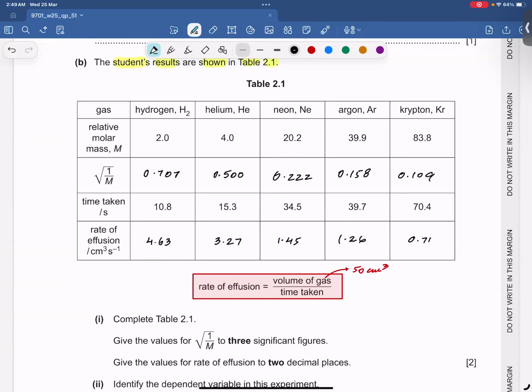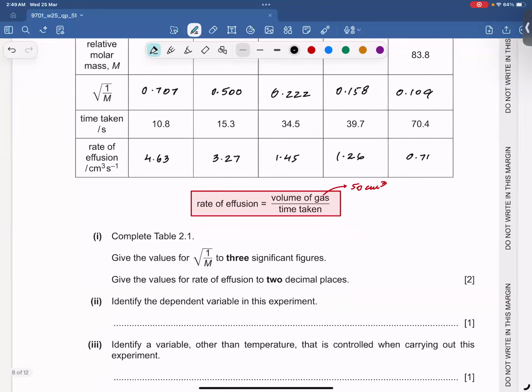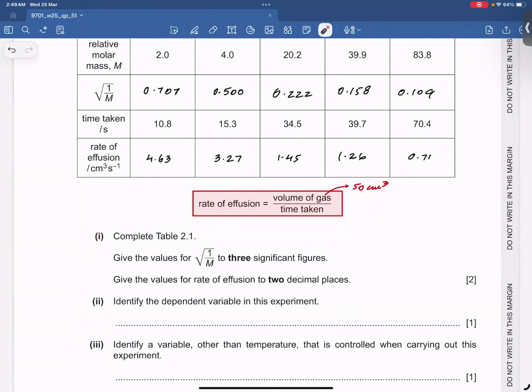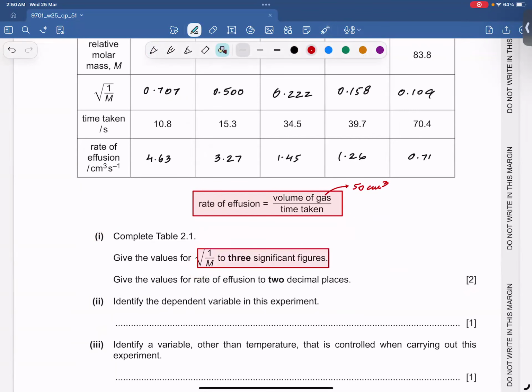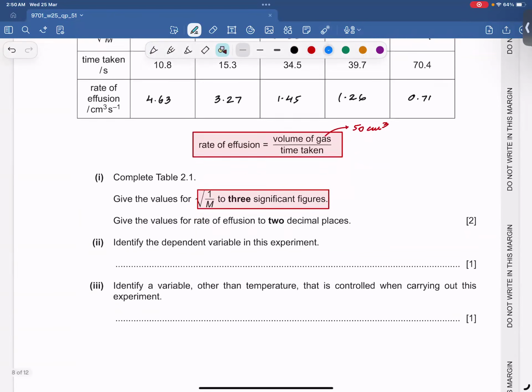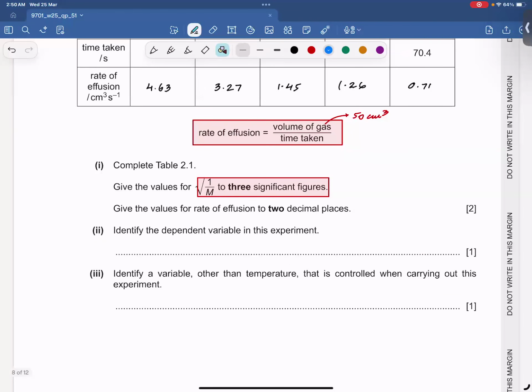So I'm done with the first part. Give the value of 1 upon M to 3 significant figures, so I'm going to use 3 sig fig for this, so that we get a fair and correct comparison of the values of rate of effusion versus 1 over root M, and 2 decimal places for rate of effusion. Next is identify the dependent variable.